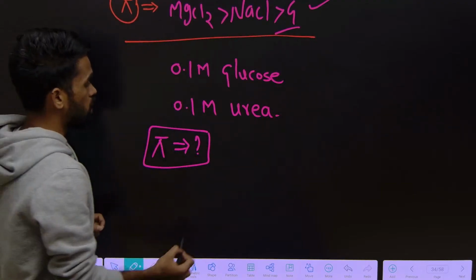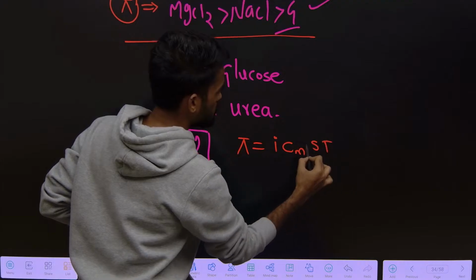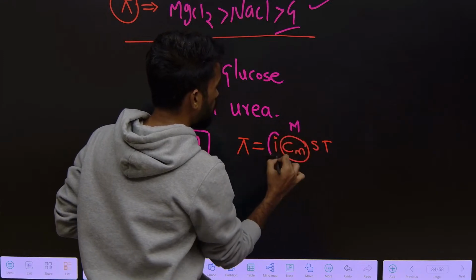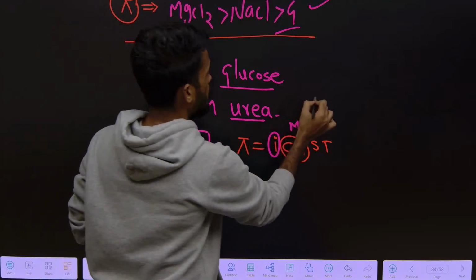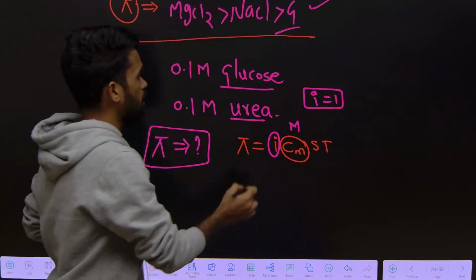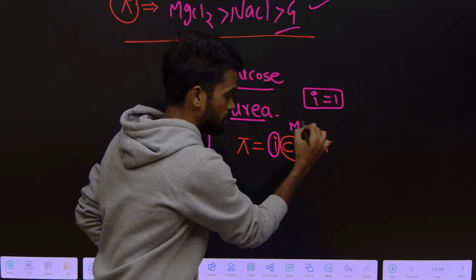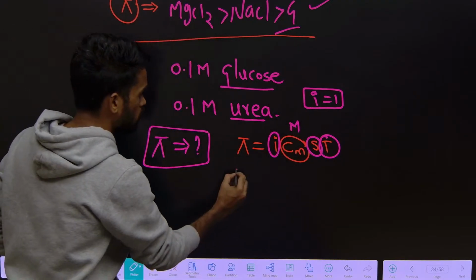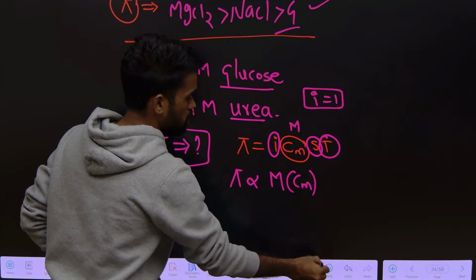Very simple guys. What is the formula of pi? Pi is equal to i C_m S T. So what is this C_m indicating? That is the molar concentration, molarity, right? And what about the i value? i is nothing but the van't Hoff factor. Since urea and glucose are both non-electrolytes, the i value will be 1 in these two compounds. And I am asking their order, I mean which has more osmotic pressure. It means I am doing this comparison at the same temperature. So temperature and S are constant. So everything is constant now. Pi is directly proportional to its molar concentration, given as C_m.